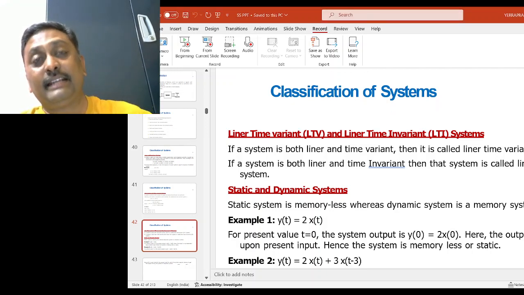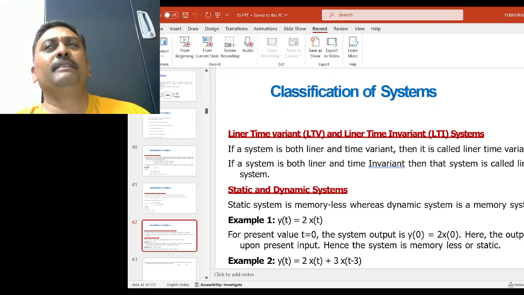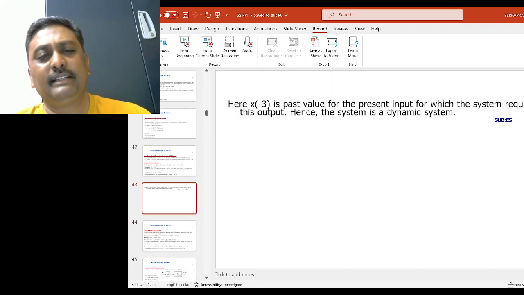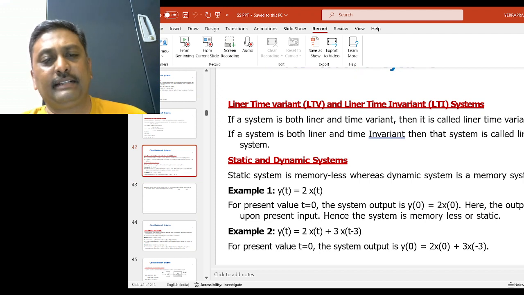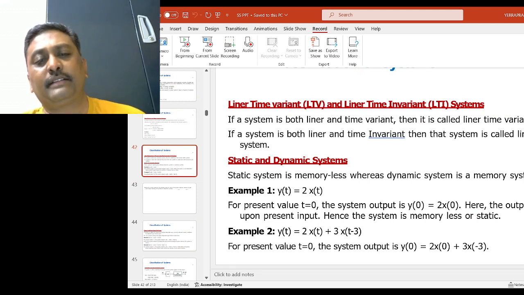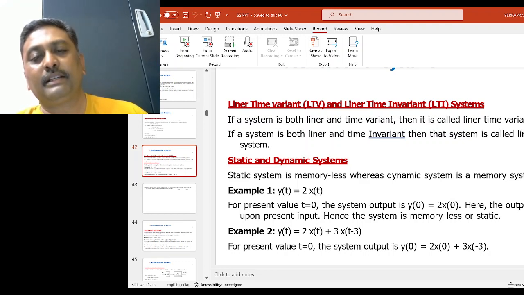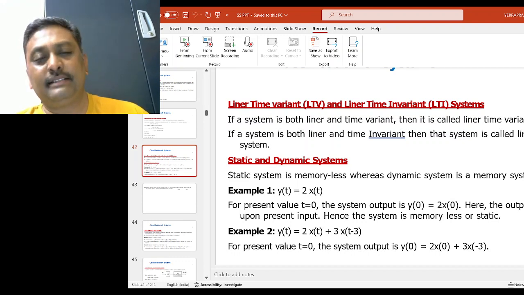Now, static and dynamic systems. You may be dealing with many kinds of memory systems. A static system is memoryless, whereas a dynamic system consists of some memory. Suppose y of t is 2 into x of t. For the present value t is equal to 0, y of 0 is equal to 2 into x of 0. So the output is only dependent upon the present input. Here the memory is less, or it is static.